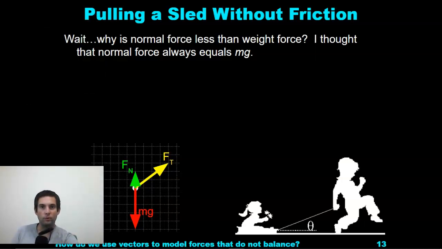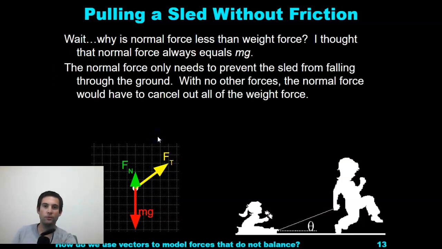Why is normal force less than the weight force? I thought the normal force always equals mg. Normal force only needs to prevent the sled from falling through the ground. With no other forces, then the normal force is going to cancel out the weight force. But here we have a tension force that has a vertical component.